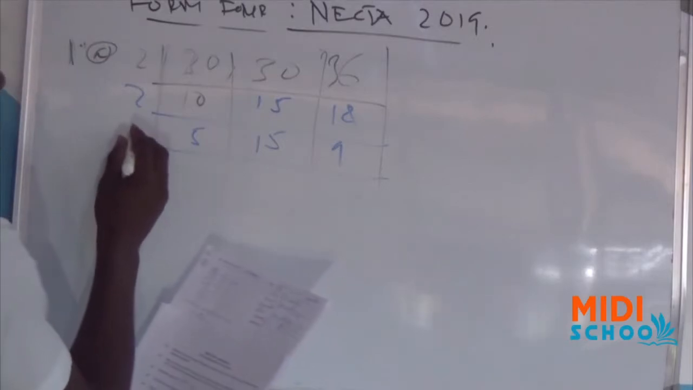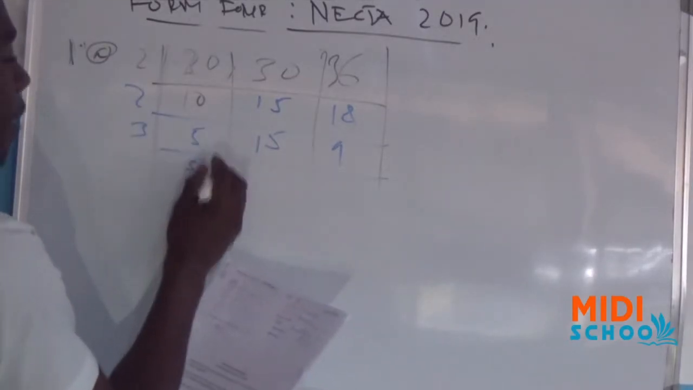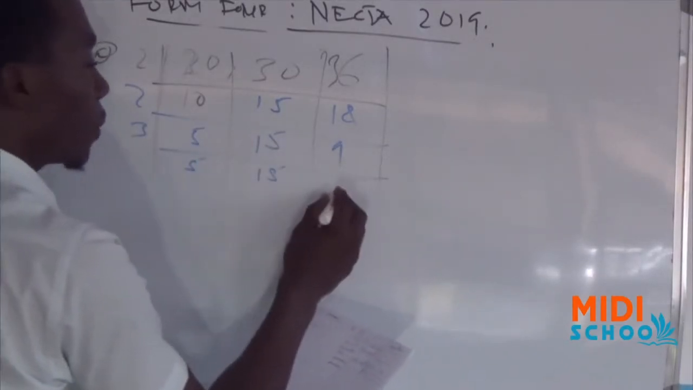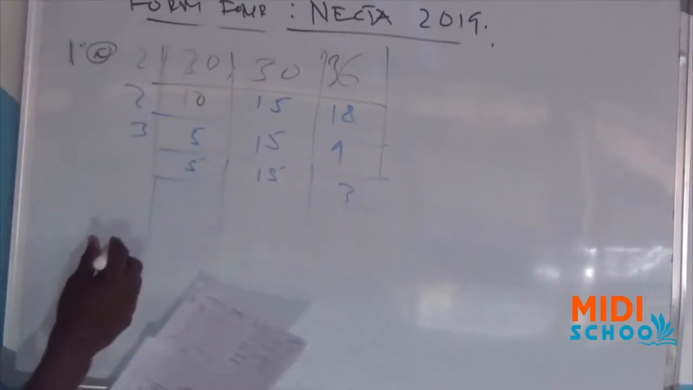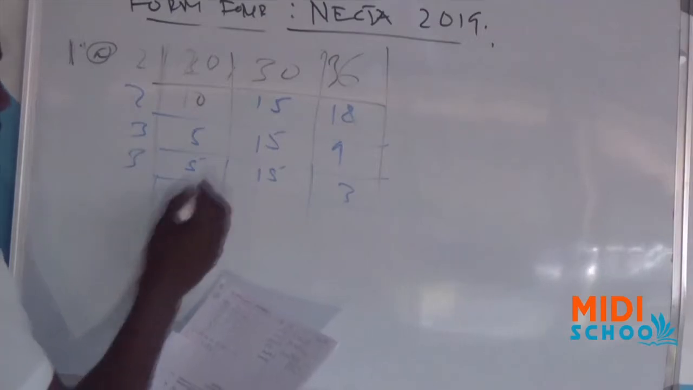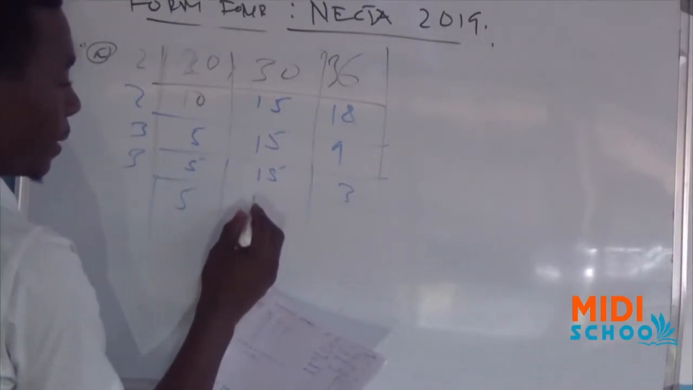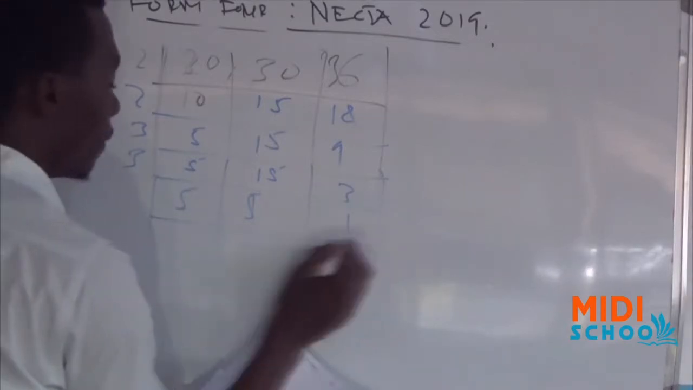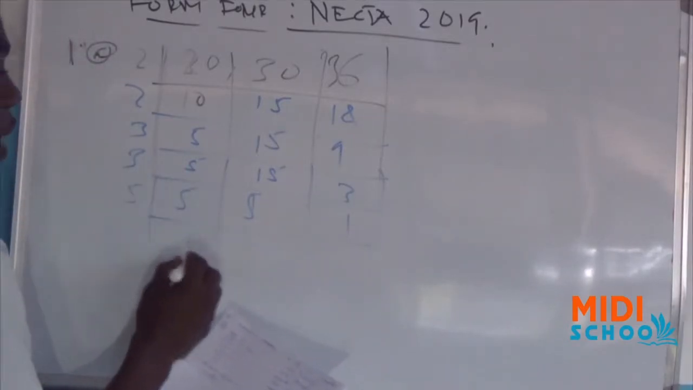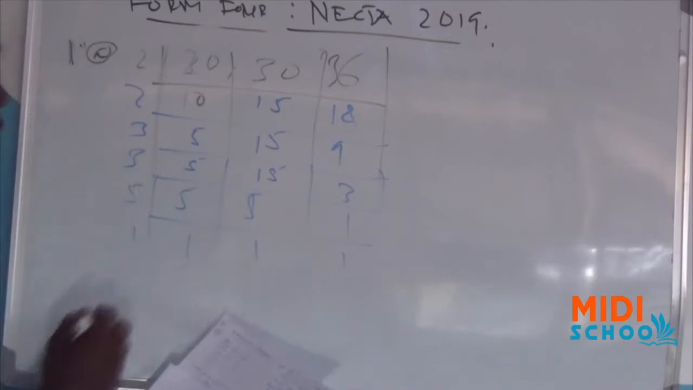Also we divide by 3. Here we get 2, here it remains as it is, and here we get 3. Also for this one, we divide by 3 again, and here we get 1. Also for the case of this one, we divide it by 2. We get 1, 1, 1.